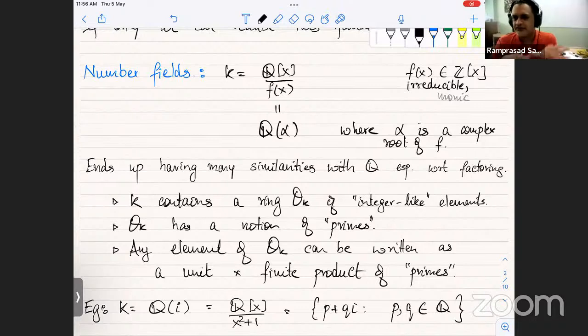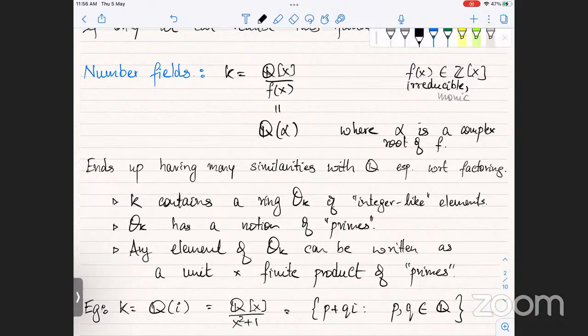I'm very confused. When you're talking about rational field, why is it finite at all? Okay, I'll discuss with you after the class.